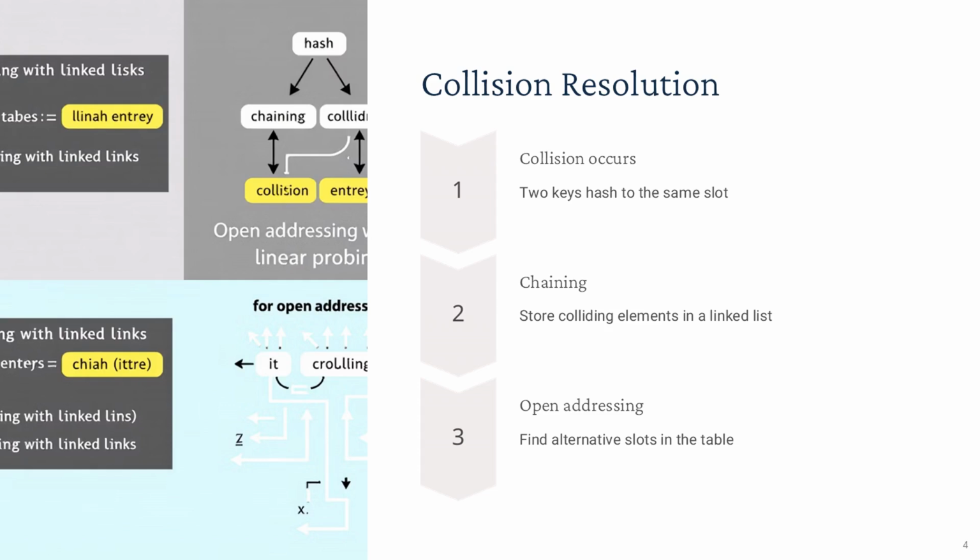Collisions are a common challenge in hashing and occur when two distinct keys map to the same slot. Since collisions are unavoidable, effective resolution strategies are necessary. Two popular methods are chaining and open addressing.